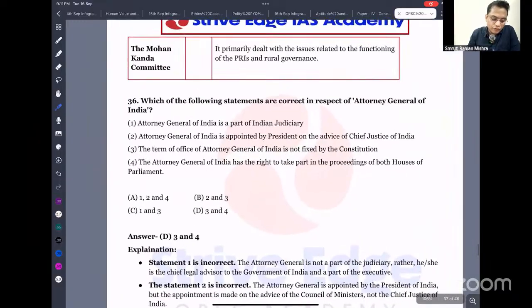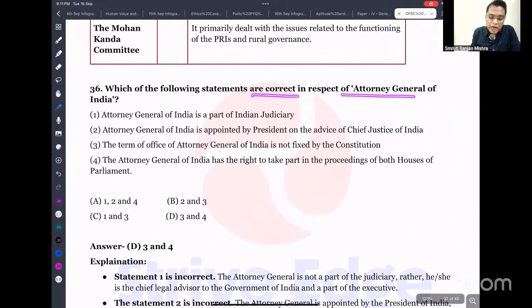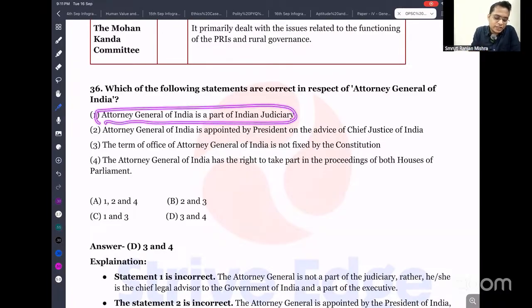Next: which of the following statements are correct in respect of Attorney General of India? I think yesterday we saw about Advocate General of India. That means you can see OPSC is asking repeated questions. Okay? Attorney General of India is part of Indian judiciary. No, it's not part of the judiciary. It's part of the executive.